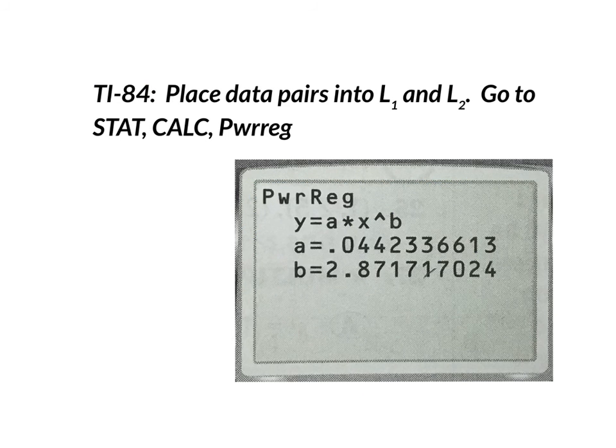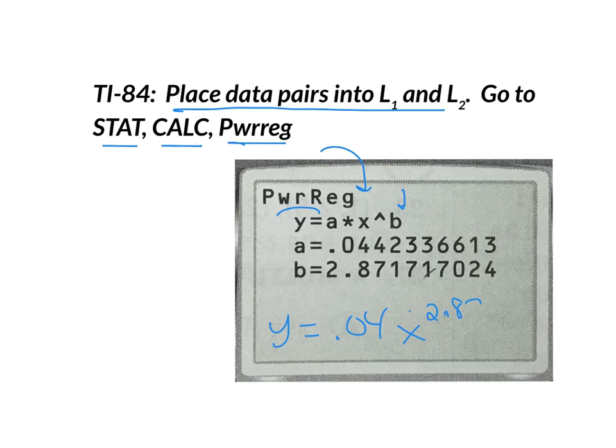All right, good news. Your TI-84 does this just like it did yesterday. So here are the steps we're going to do. We're going to put the data pairs into L1 and L2. And when I say data pairs, we're going to actually do the natural log of each one: natural log of x, natural log of y. We're going to go to stat, go to calc, go to power reg, and it's going to tell me what my a is and what my b is. So I can just write my function like this: y equals 0.04 times x to the 2.87 power. It tells you exactly how to write it and everything right there.